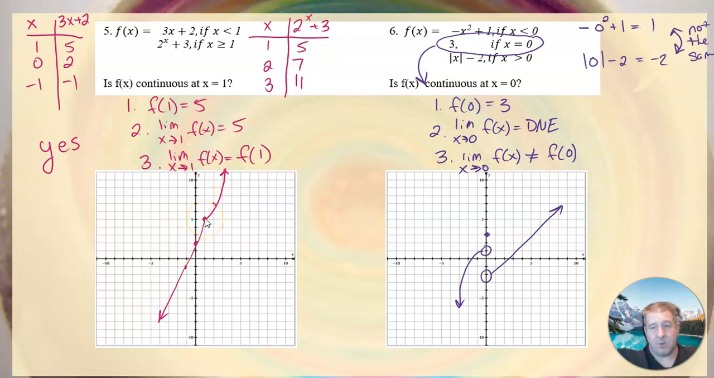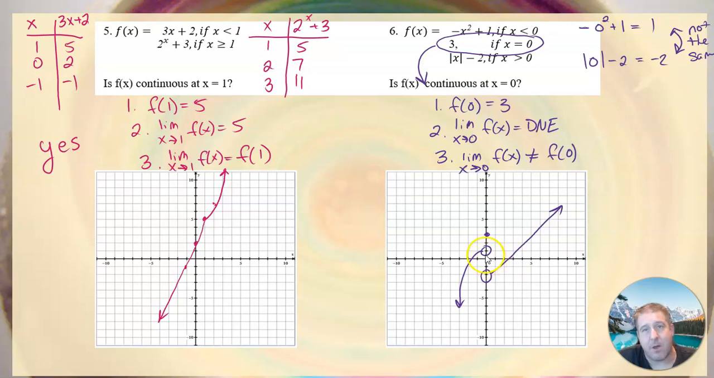Does the limit exist? Do these two pieces meet up together? Yes, they do. They both have a height of 5. Are they equal to each other? Yes. This is continuous. This function f of x is continuous at x equals 1. All right, this one over here. Is it continuous at x equals 0?